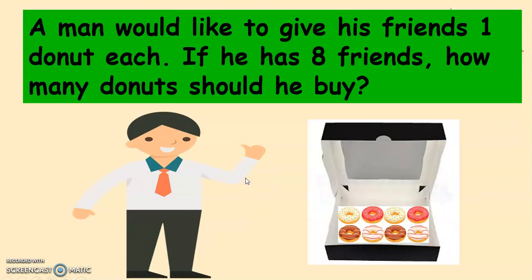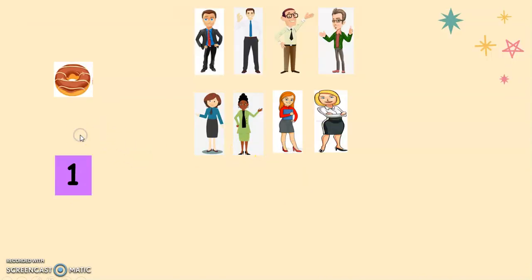Now, a man would like to give his friends 1 donut each. If he has 8 friends, how many donuts should he buy? So, we have here 1 donut, and he wanted to share it to each of his 8 friends. So, we have to say 1 times 8, and it equals 8.